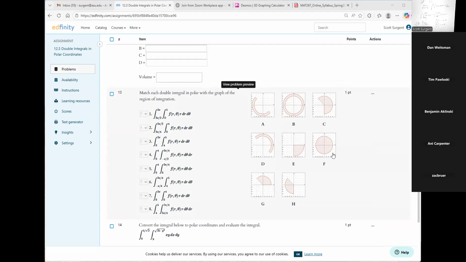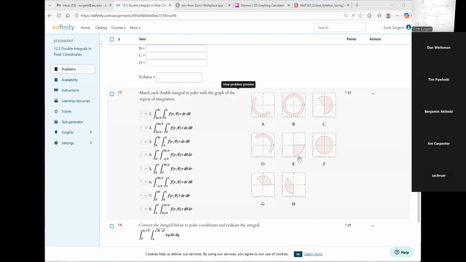The easy one is F. It's just a full circle of radius 4. So your radius bounds would be 0 to 4. By the way, in polar, you never ever need negative radii. So you picture an arrow being drawn from the origin outward. Now, outward can be any direction. So this one's going to have r bounds from 0 to 4, and your theta bounds will be 0 to 2 pi, and that will be this guy, number 7.